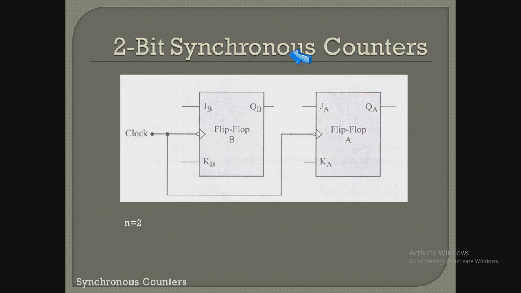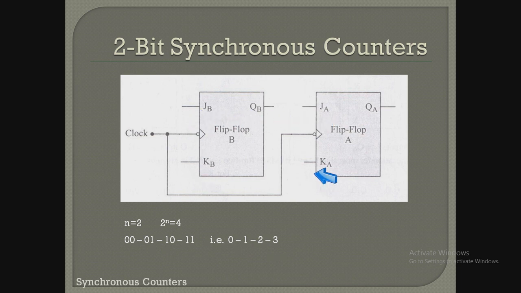What will be the limit of counting? We have two flip-flops, so n is equal to 2. So 2 raised to the power n is 4, and this counter will count 4 different states, and those states will be 00, 01, 10, 11. So 4 different states, which in decimal form are 0, 1, 2, 3, will be counted by this counter. Now we have to complete this circuit, meaning we have to decide what will be provided on these terminals.